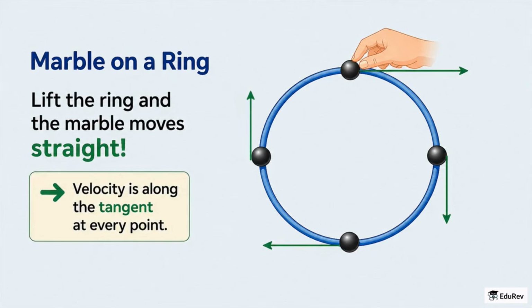A simple test is a marble on a ring that moves straight when the ring is lifted. That shows velocity is along the tangent at each point.